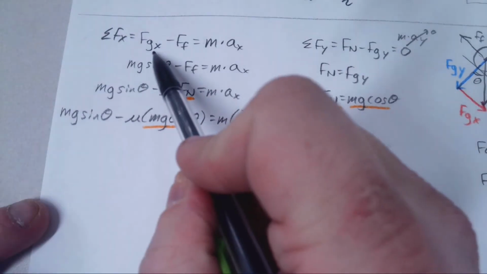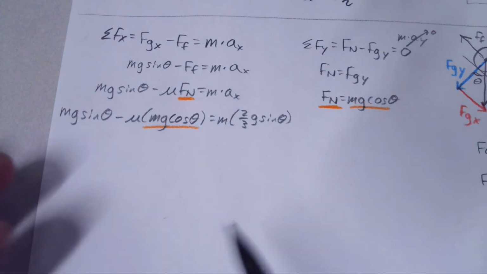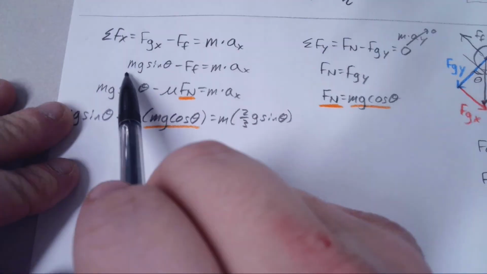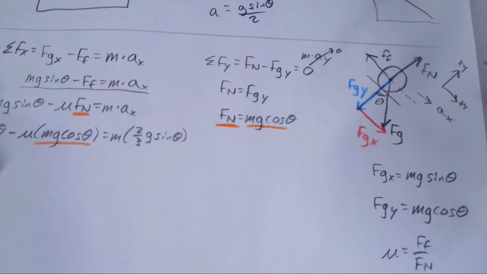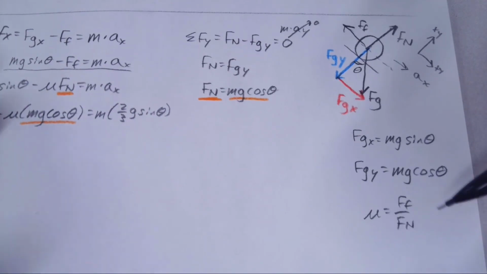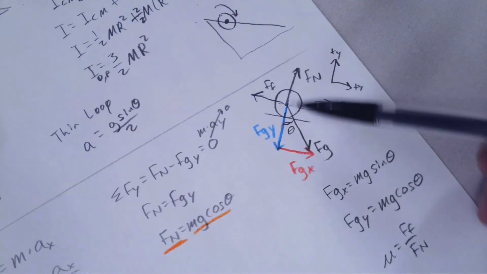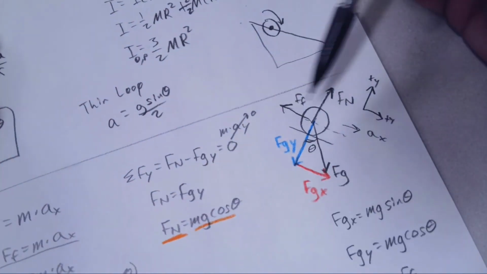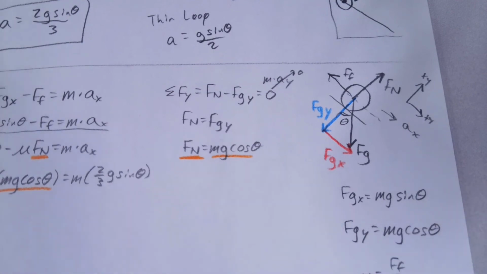Plugging in, Fg of x is mg sine theta because it's not connected to the angle, minus force of friction equals max. That's as far as we can go without needing more information. Remember, if we have friction, we have to take into account the y direction. In the y direction, we have normal force up minus Fg of y, and it equals 0 because the acceleration only happens in the x. So Fn equals Fg of y, or Fn equals mg cosine theta.